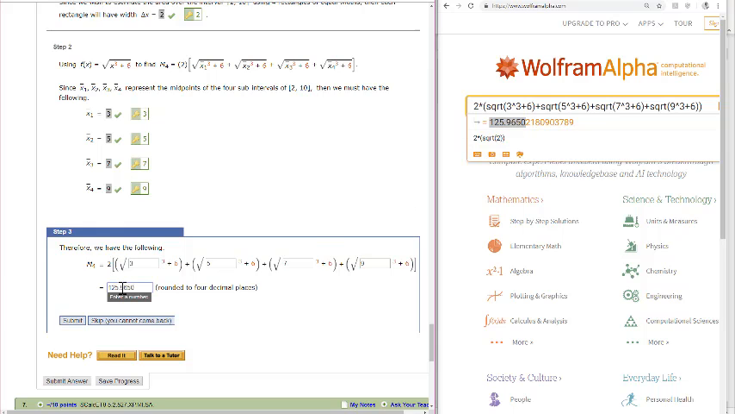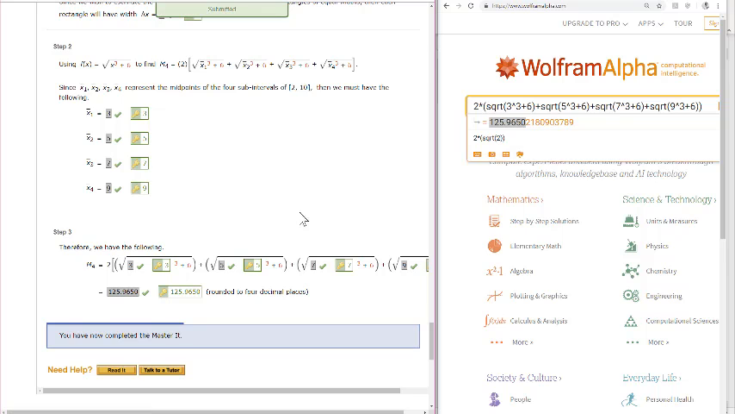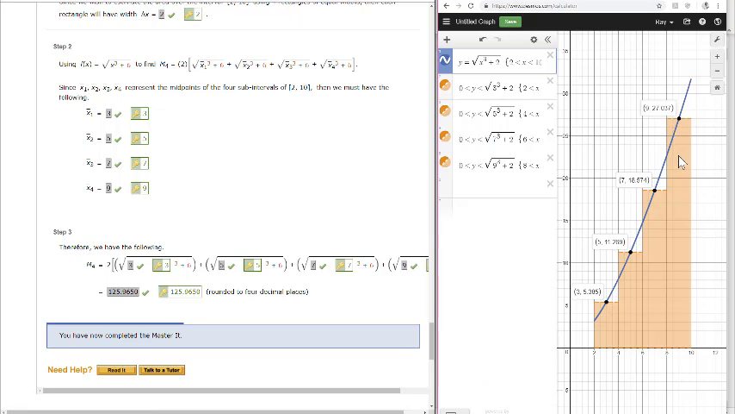So let's go ahead and type that in. Okay, so hopefully that helps. Hopefully the picture of the graph also helps, and good luck.